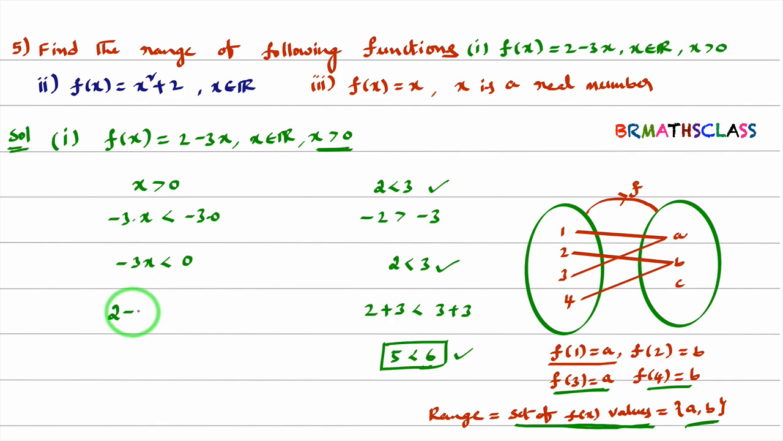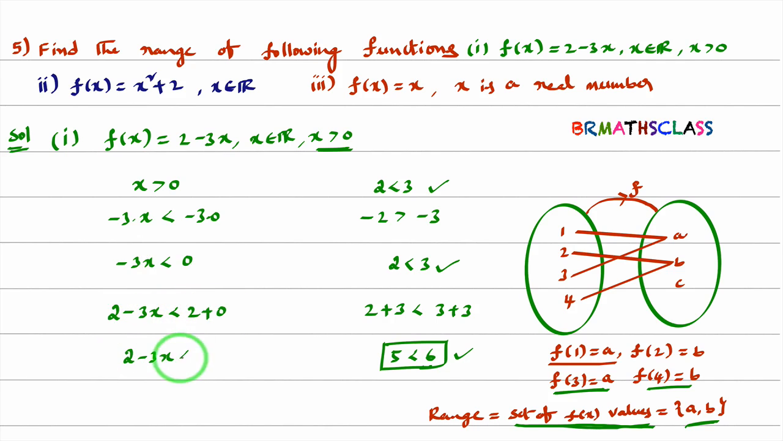So 2 minus 3x, I am just adding 2 on both sides. See here, 2 minus 3x is less than 2 plus 0, which is 2. So what is 2 minus 3x? 2 minus 3x is f of x. So I came to know that f of x value is less than 2.